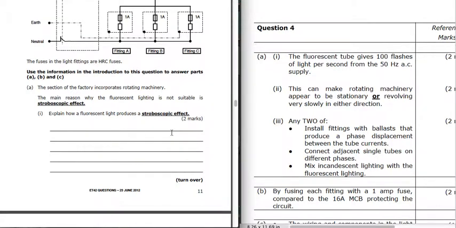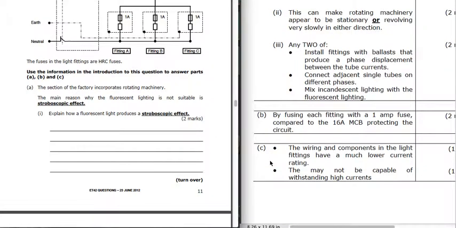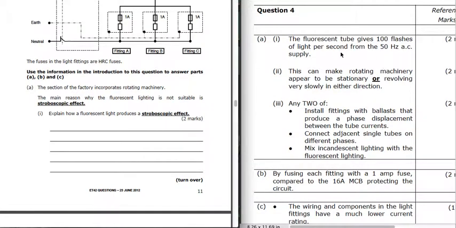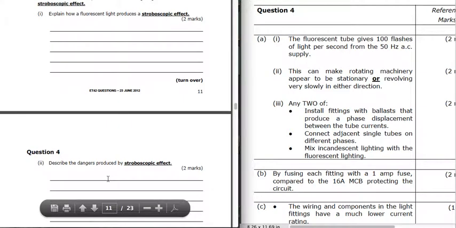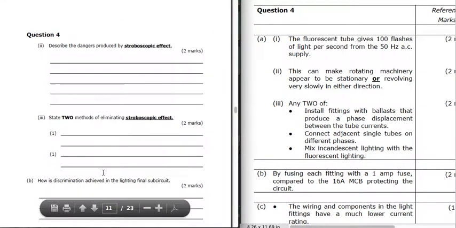So it's the fact that it's an AC waveform, and that AC is going on and off 100 times per second, because the 50 hertz is on for half of that 50 hertz and off for the other half. So 100 times every second that light is flashing. And if that flashes at the same frequency as the thing is turning, then it could make it look like it's stationary. So how does it produce it? It's because of the flashes from the 50 hertz. What's the danger? It can make rotating machinery look stationary.